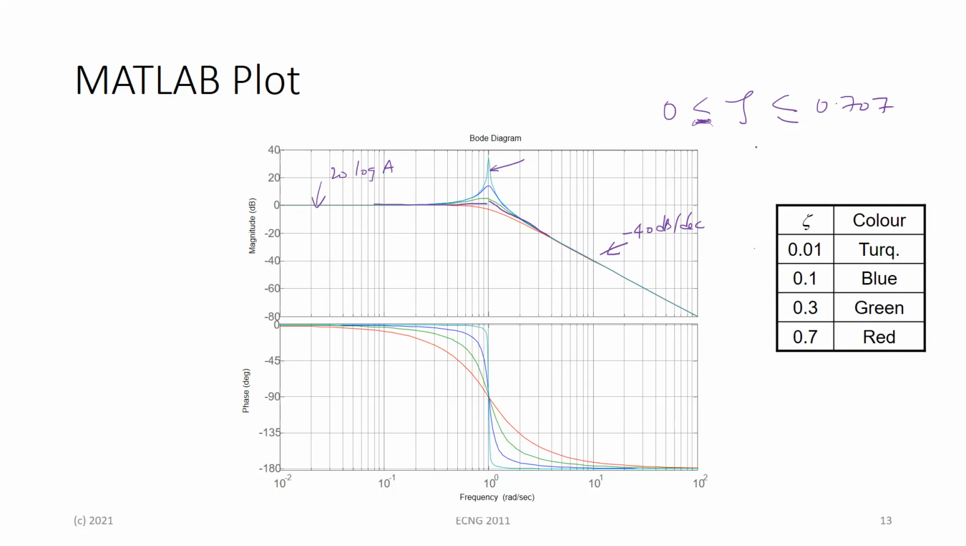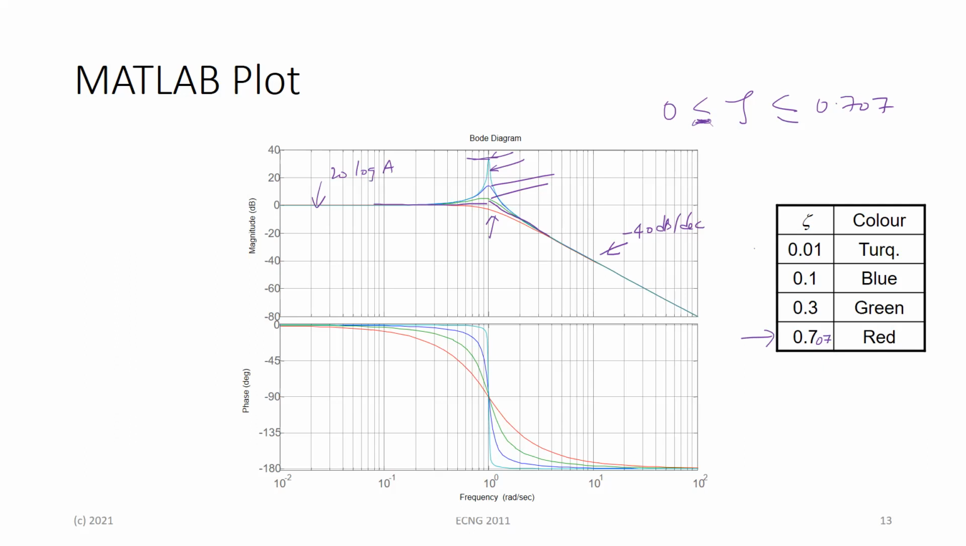Notice now, when zeta is close to 0, you get a very high peak. This is the peak rise here, when zeta is 0.01. As zeta gets bigger, the rise drops until eventually, when zeta is equal to 0.7, actually 0.707 here, you get the sort of response you would normally get from a second order system with simple poles.